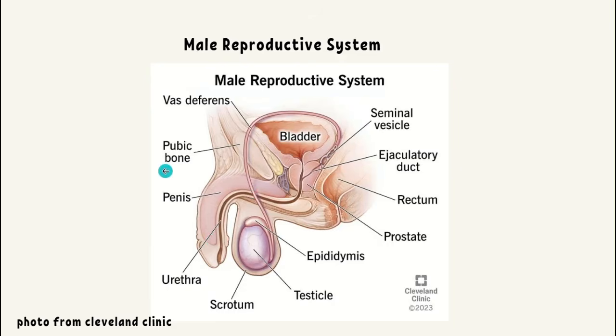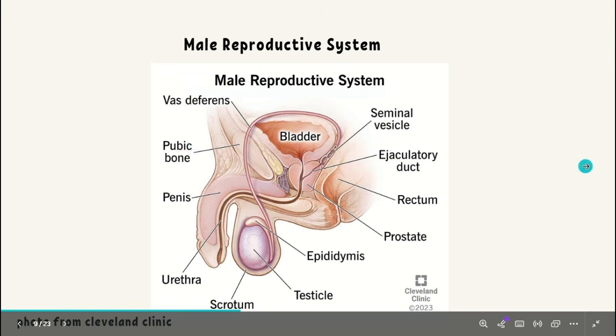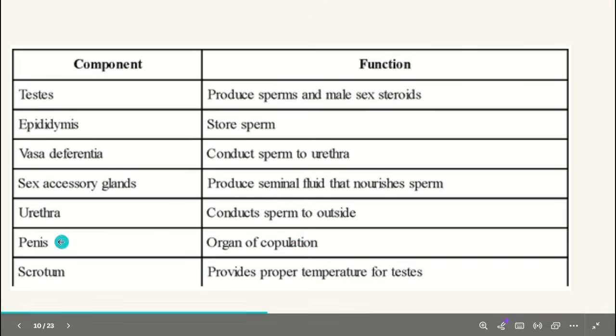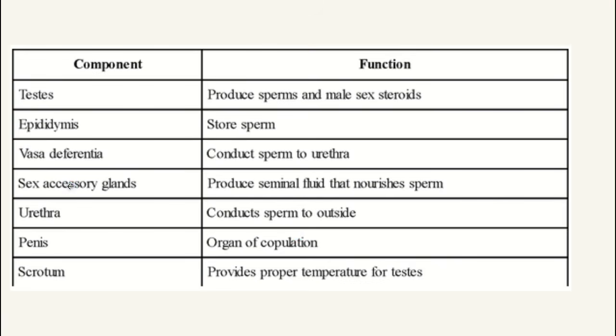Right? So basically, when we say that the penis is an organ of copulation, it basically means that it transfers sperm, right? That would be the best way for me to describe it. It transfers sperm. So for example, when it transfers the sperm, it is what deposits the sperm into the female reproductive tract. So basically, that's what it means.